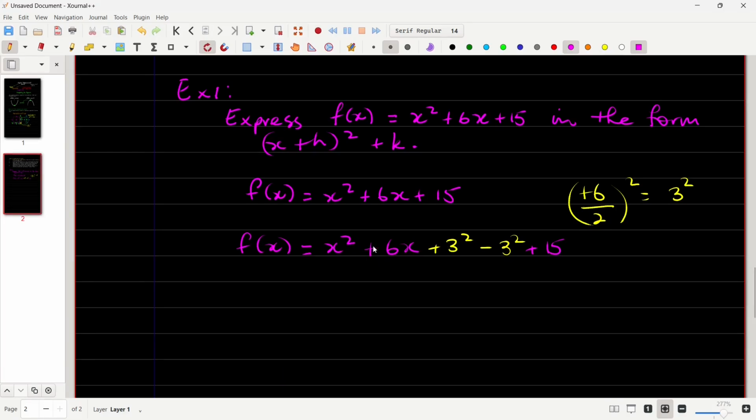This is what we meant by keeping it balanced. We're adding essentially, so I'm just going to circle that. We're essentially adding 0 here to the equation. If 0 is added, nothing changes. Okay, but what we're going to do is we're going to group it differently.